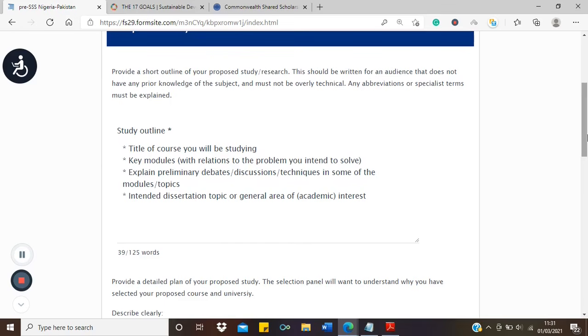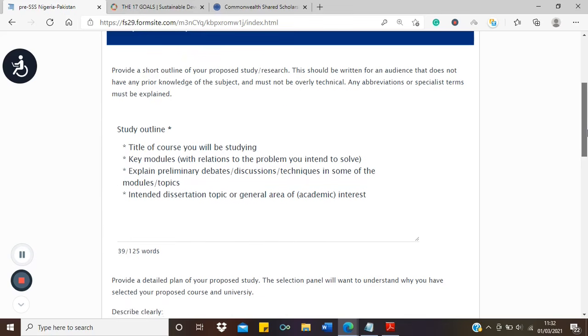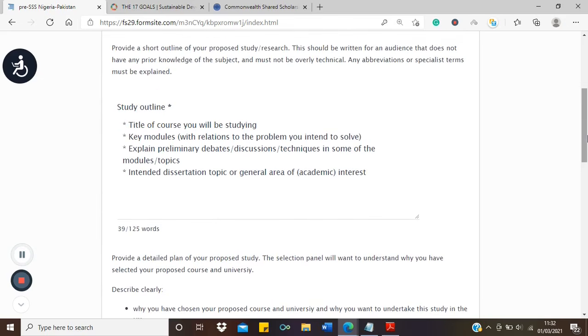So here, talk about the course you intend to apply to. The key modules and why they excite you. The key debates and topics, techniques you hope to learn from these modules, and a bit of the research you intend to undertake. And remember, you shouldn't be overly technical by talking about these things. Make sure that somebody outside your field is still able to follow your arguments, still able to follow your accounts of your proposed study, your proposed research. And as I said, you get info on your proposed study from the website of the course you intend to apply for.